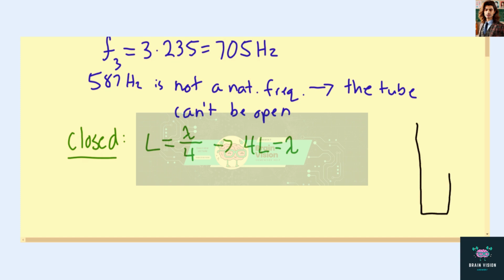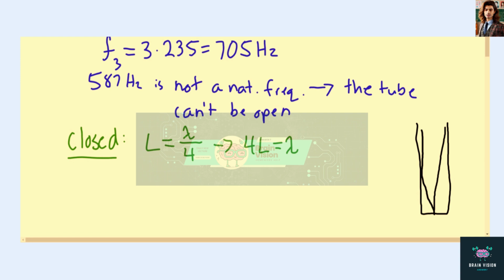If it's closed at one end, then we need to have a node at the closed end and an antinode at the open end. So the fundamental frequency would look like this. A bit neater though. And so we've gone from a node to one antinode.